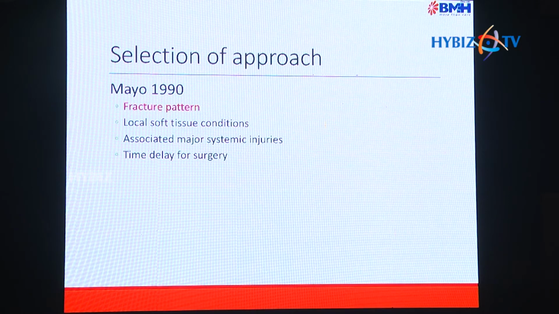The most important factor in selection of the approach is the fracture pattern. Other conditions like local soft tissue conditions are also very important. Suppose there is a Morel-Lavallée lesion and a soft tissue problem in the posterior region, it is better to go anteriorly. With associated major systemic injuries, like a laparotomy, cystostomy or colostomy, if possible go with a posterior approach. And if your surgery is delayed beyond 3 or 4 weeks, it is better to go for an extensile approach to get the reduction.